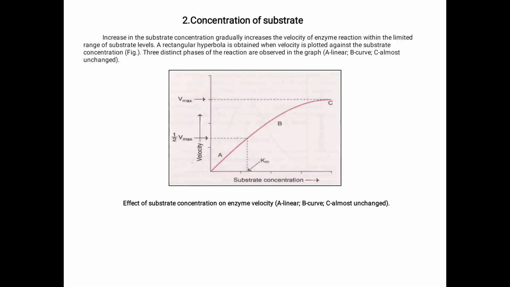So what will happen in A state? Concentration of substrate and concentration of enzyme is increased, so that is why the graph is linear. And in the second one, the concentration of the substrate may be increased, but at a specific time the enzymatic reaction will be limited, so that is why it is curved, and later on it is unchanged.